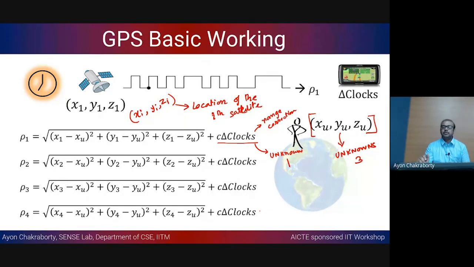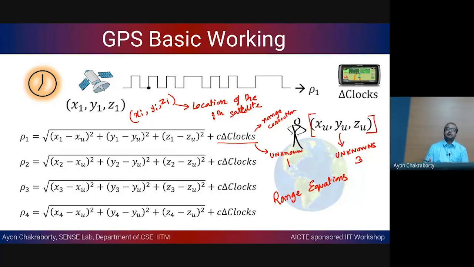Only if we know this delta clock can we figure out precise values of rho 1, rho 2, rho 3 and rho 4, and from that I can easily solve for XU, YU and ZU. I am hoping this system of equations is clear, and we call them range equations. These range equations we need to solve in order to estimate the location of the device.